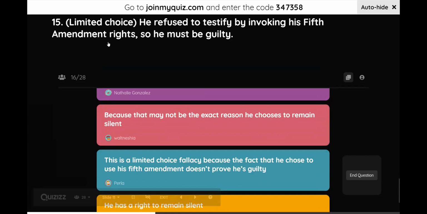Yeah, but basically the thing is you're limiting the choice between, like, if you invoke the Fifth Amendment, then that means you must be guilty, right? And we know that that's not true because there's another choice out there. So that's what limiting the choice means, is like you're precluding other options, I think is what the book says. And so we're throwing out other options that are possibilities. And so he refused to testify by invoking his Fifth Amendment, so he must be guilty. We know this isn't true because he could be not guilty, basically. So we have thrown out the option that he could have invoked it and been not guilty.